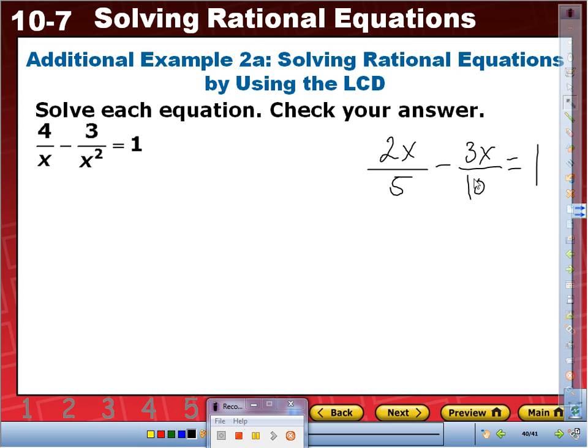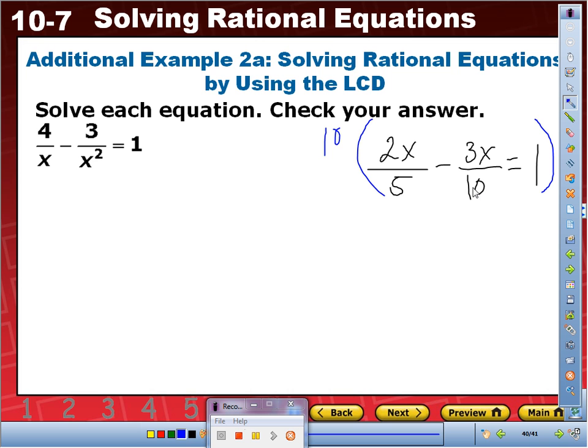So I said to get rid of fractions, we needed to multiply the entire equation times what? The common denominator. What is my common denominator here? 10. And some of you are wondering, how do we get 10? Let me show you how we got 10.